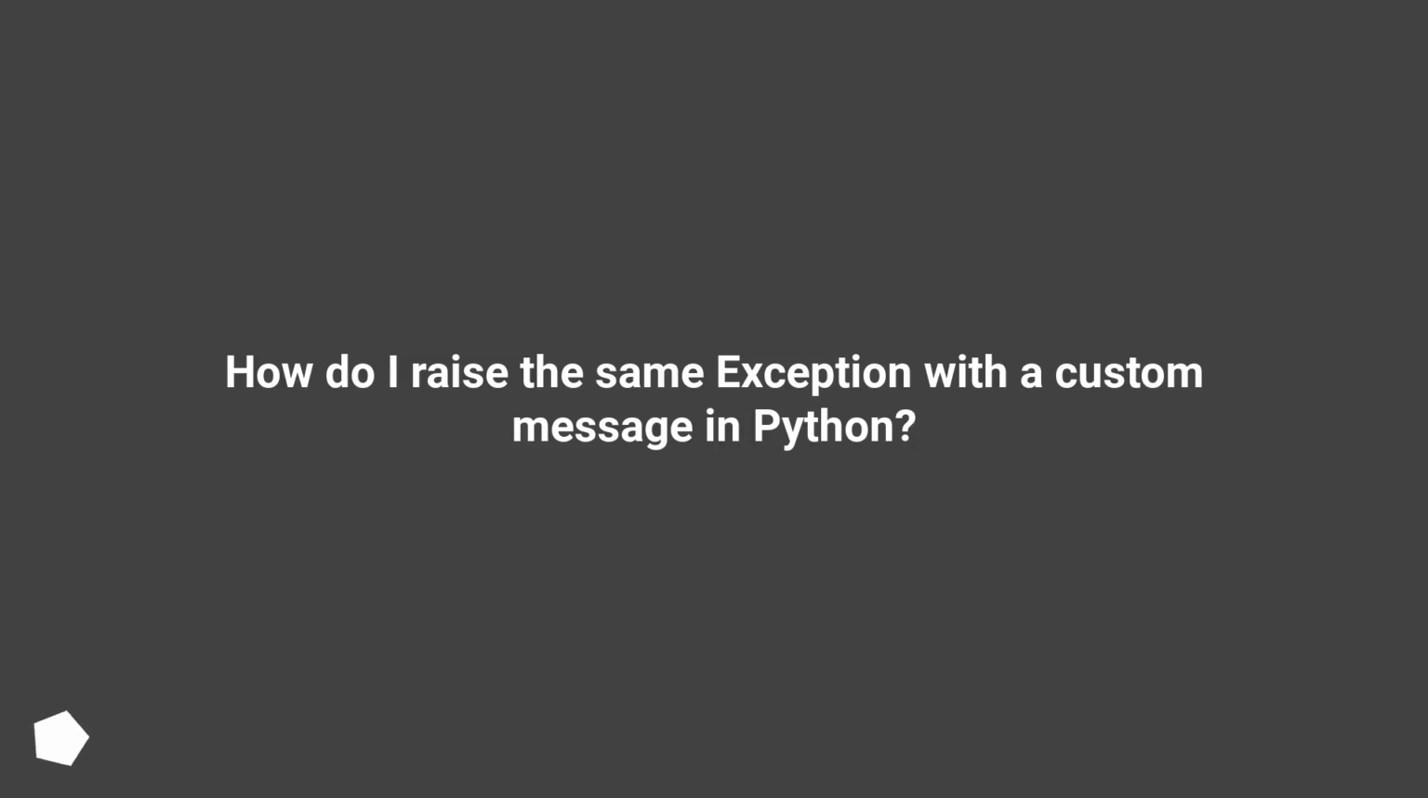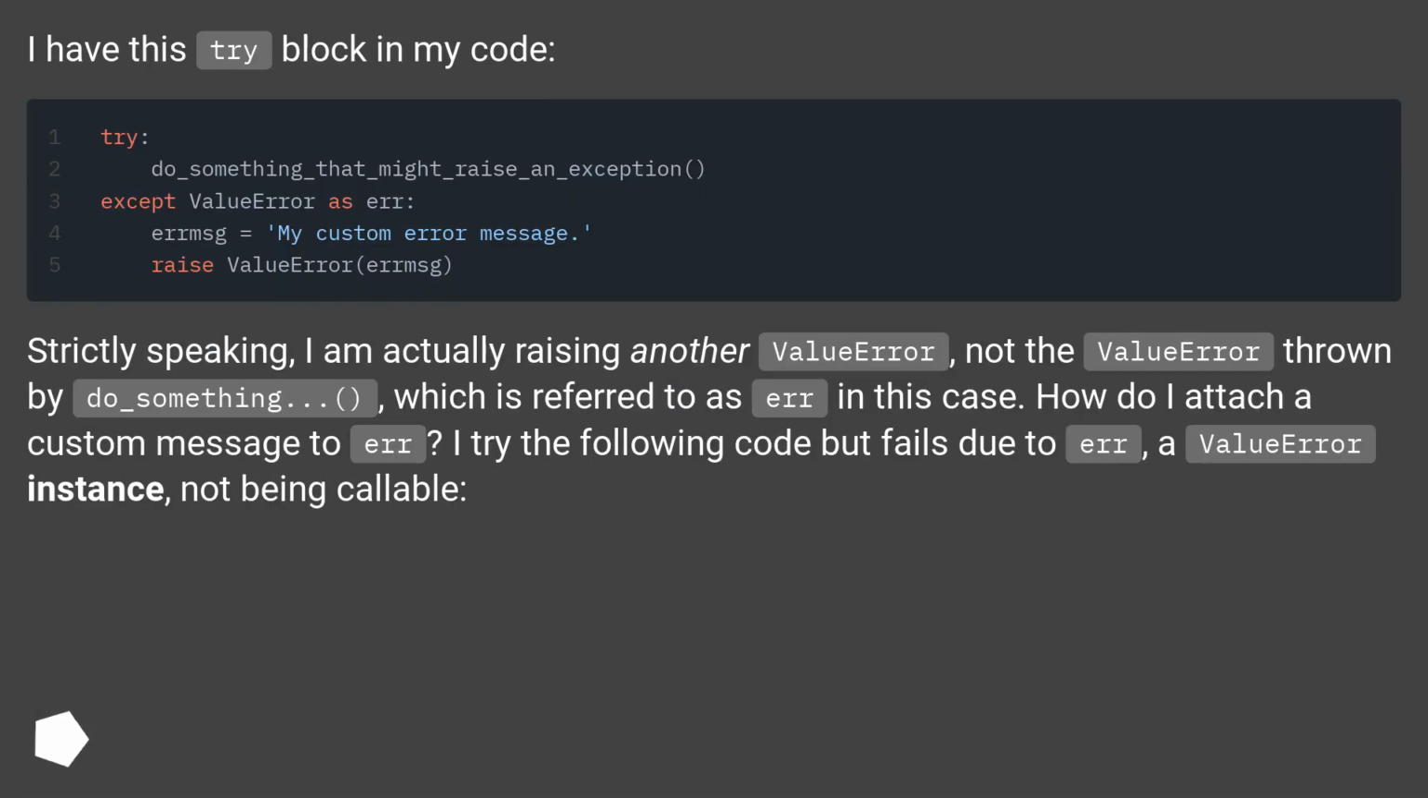How do I raise the same exception with a custom message in Python? I have this try block in my code.